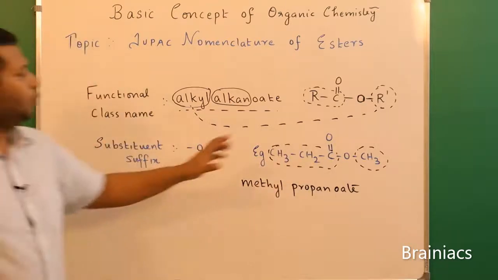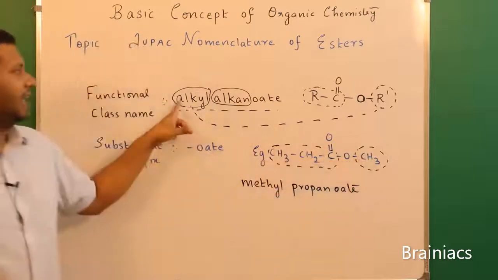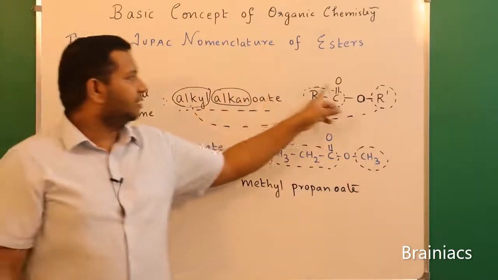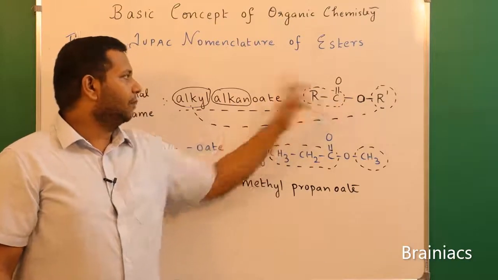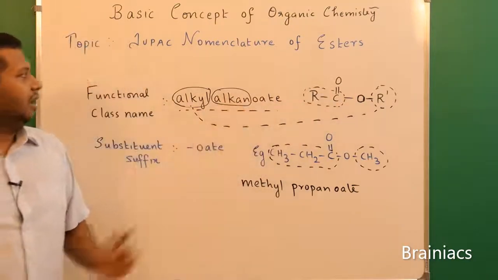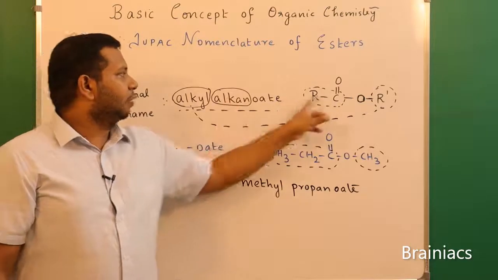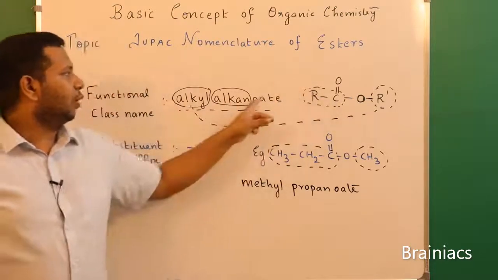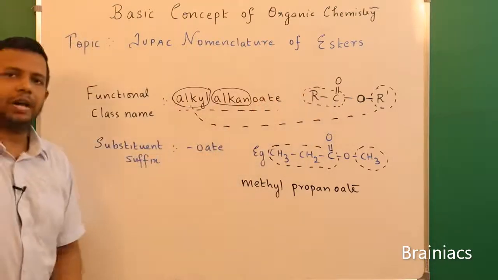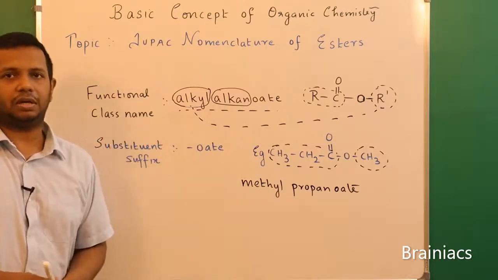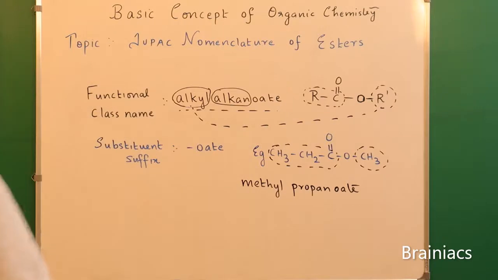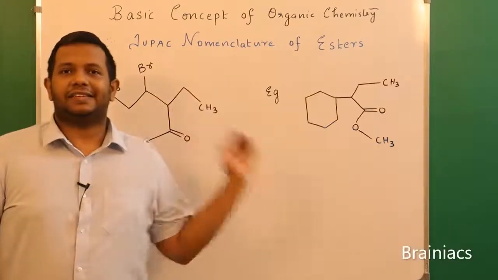Very important is that whatever is linked with the oxygen atom is the alkyl group here. Alkane here is the one that includes the carbonyl group and the R group. Count the number of carbon atoms, that is the alkane. And why is AN coming? Because all are linked as single bonds. Then oate is the suffix used. Okay, so I hope you understood. We will see some more examples for esters. So let's see the example.